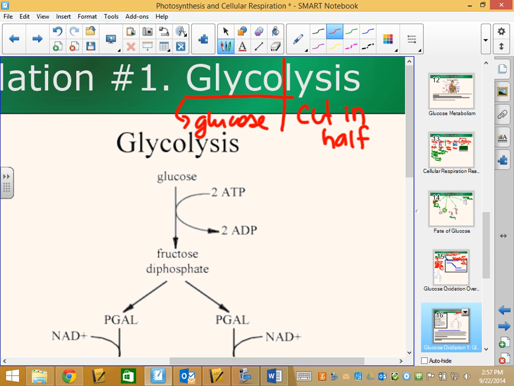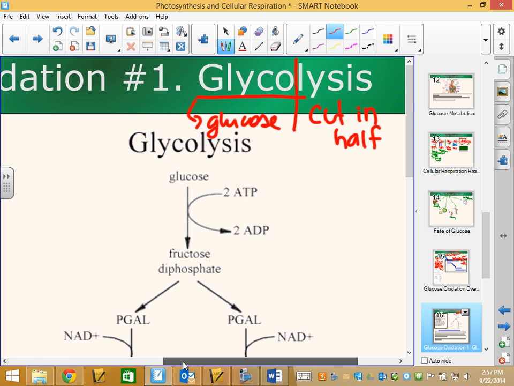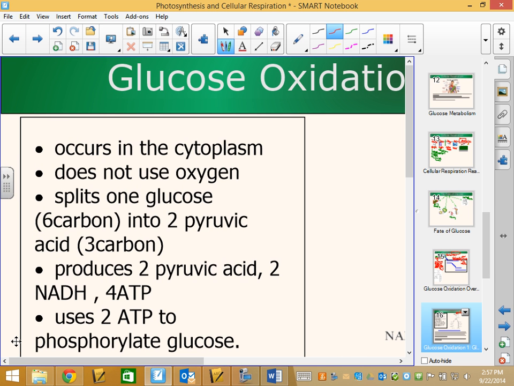So I'd like to go to the description of glycolysis first, so I can give you some details about it. Then we'll go through the little flow chart that shows what each of the steps are. So like I already mentioned, you might not need to rewrite those 2 points. This occurs in the cytoplasm and does not use oxygen.